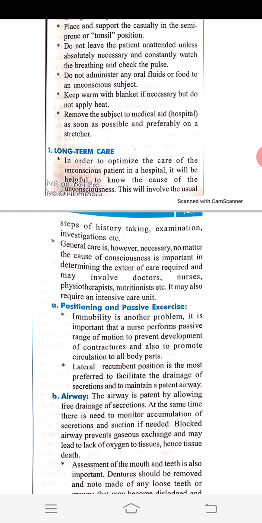Then comes the long term care. If the patient is hospitalized and the disease is not cured properly, the patient in the unconscious stage due to brain injury remains in the hospital for a prolonged time period, so we enhance the care given to the patient in the hospital.